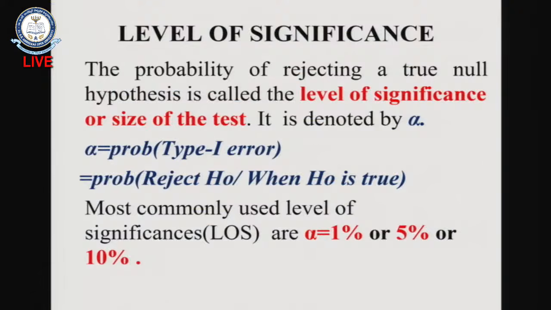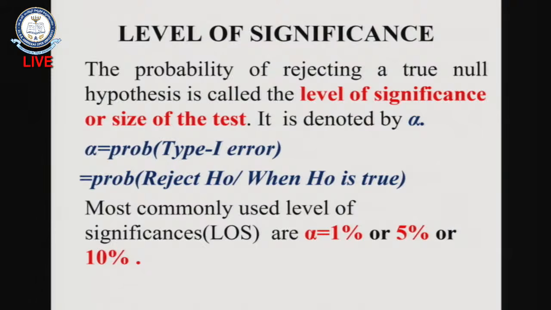Alpha is what? Level of significance. This level of significance plays a vital role while making a decision, the final conclusion of any statistical test. So what is the definition of LOS, level of significance? The probability of rejecting a true null hypothesis is called a level of significance or size of the test. It is denoted by alpha.